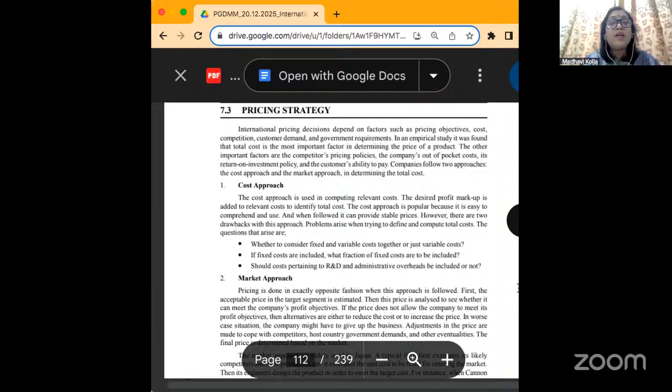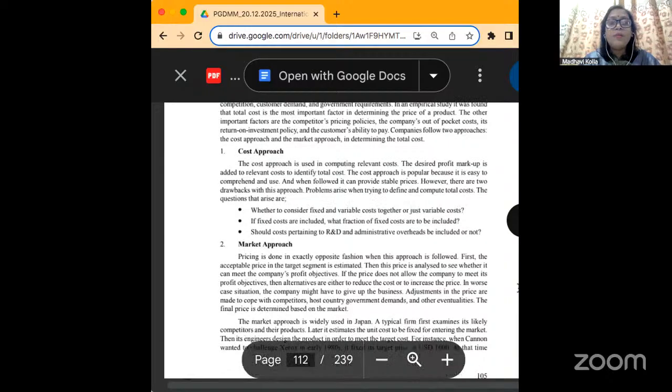What kind of credit facilities need to be extended to the wholesalers or retailers abroad? Or if it is big customers who are buying directly, then what are the credit lines as well? So multiple factors need to be considered. It could be in terms of the pricing objectives, the cost, the competition, the customer demand, and government requirements.